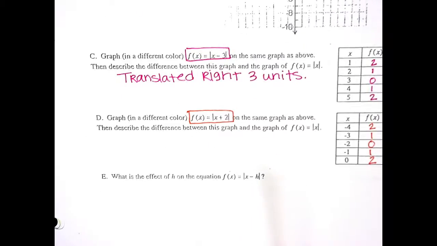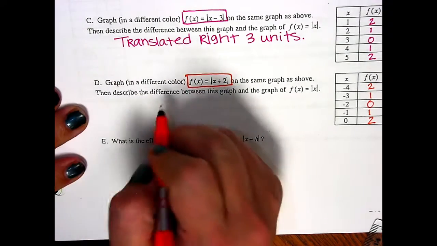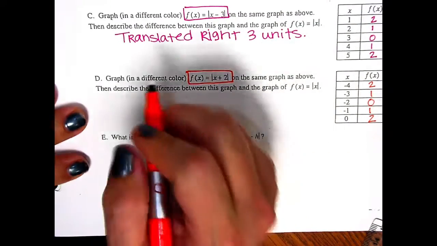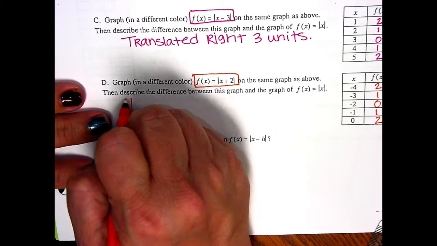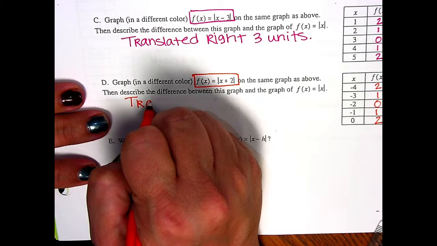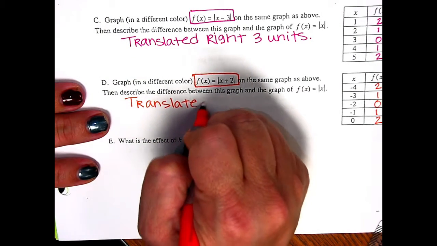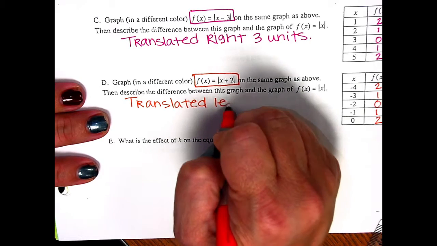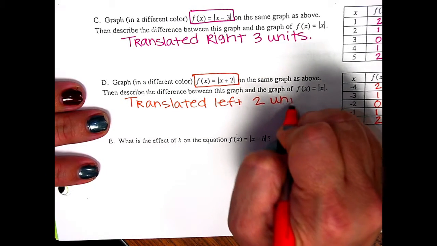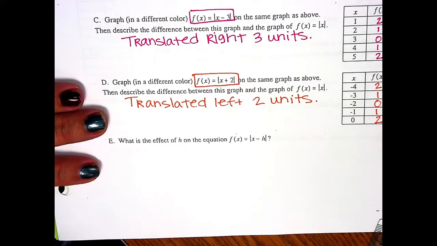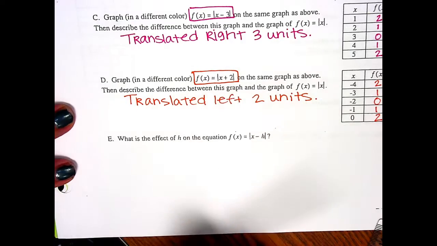Okay, so this time the difference between this and the original graph is that it translated left 2 units. And it went to the left because to get a positive here, that has to be a negative 2.